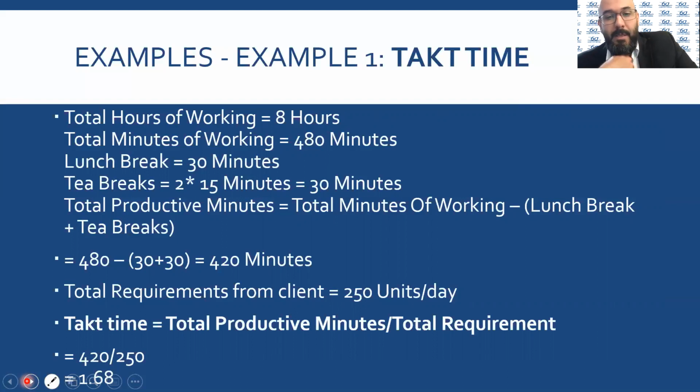Assuming the total requirement, the demand, would be 250 units per day. In this case, the takt time would be 420 divided by 250, which means 1.68 minutes per item, to make one item. So this is a measure that we use in Six Sigma. And what we need to do is reduce the non-value added time to have a more productive floor.